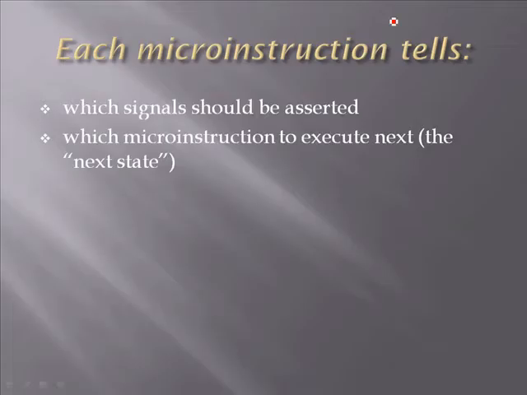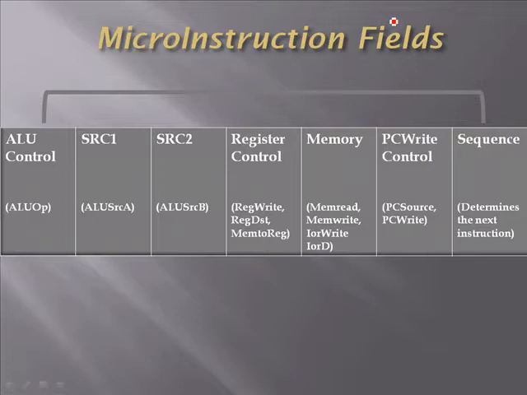Now, the way microinstructions make this all work is by doing 2 things. Each microinstruction specifies which signals should be asserted for its corresponding state, and it specifies which microinstruction needs to be executed next. And it does that using 7 fields. The first field is the ALU control field, which determines what goes on in the ALU. Then there's source 1 and 2, which control the ALU inputs. There's register control, which controls the register file. Memory, which controls the data and instruction memory. PC write control, which determines how we update the PC. And the sequence field, which determines the next instruction.